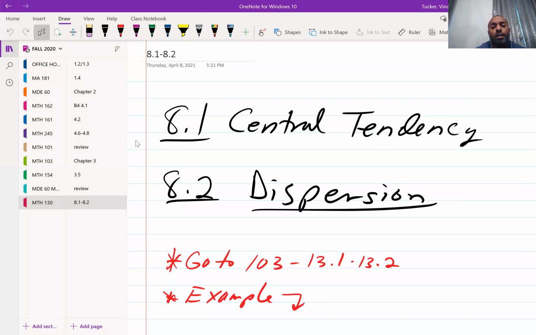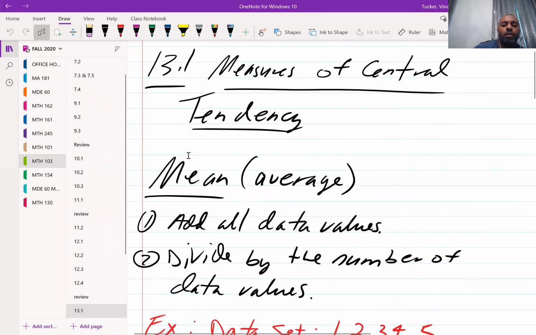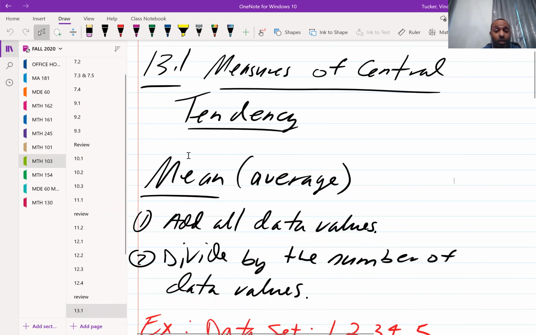All right, so once again, our last two sections for this class as far as new material is concerned. 8.1, 8.2. 8.1 is central tendency. 8.2 is dispersion. So let's go to 103. Here we go, measures of central tendency. Once again, it's 8.1 for you guys, not 13.1, but it has the same material.